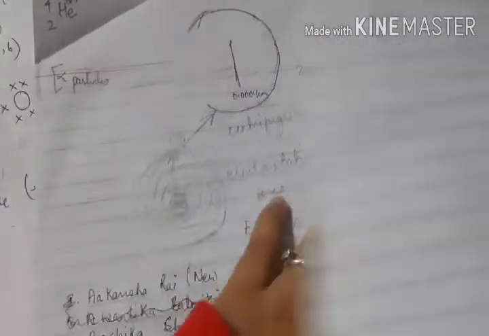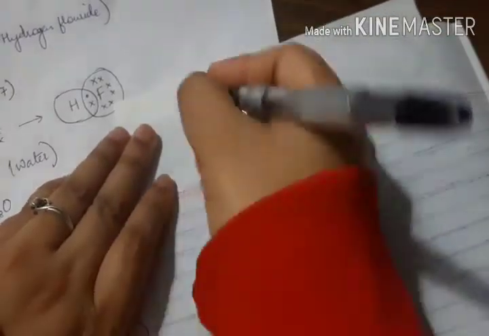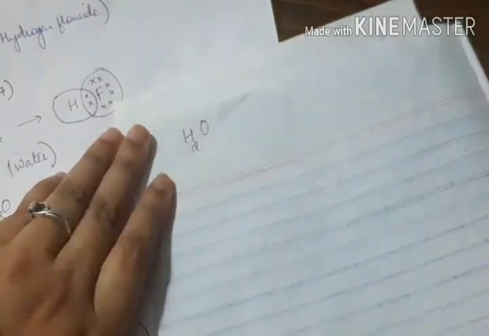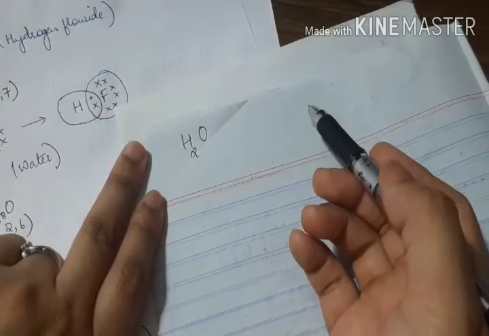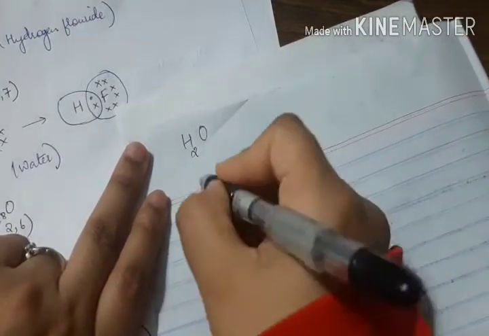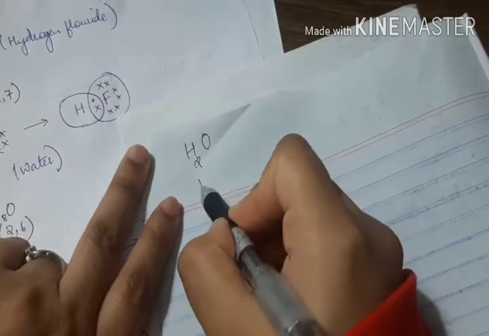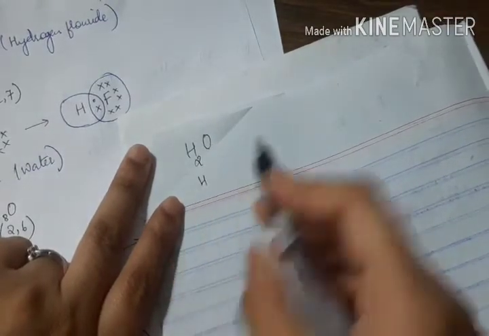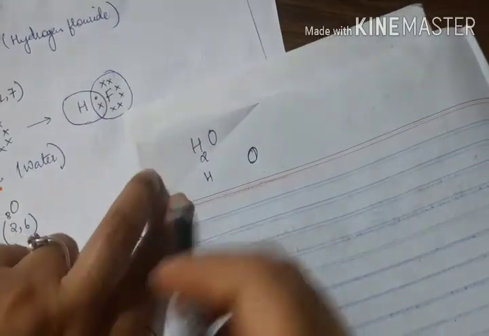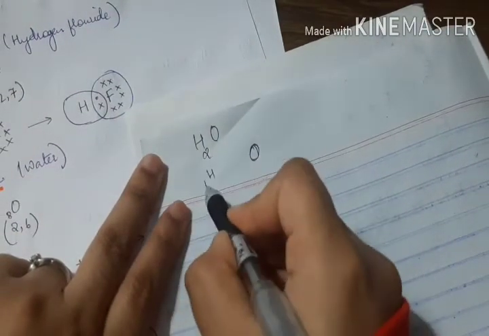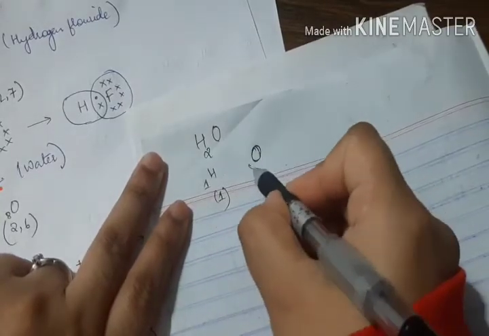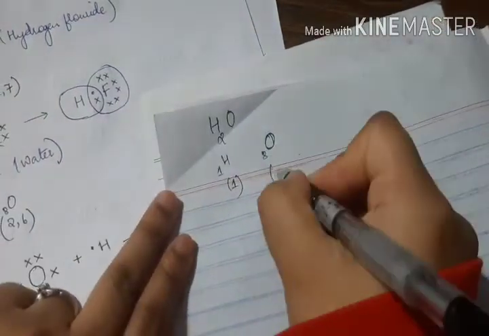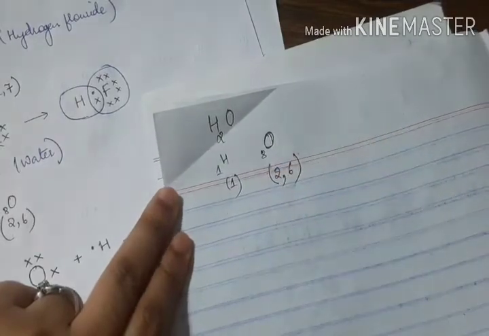Then next one. Water molecule is there. Now let's draw for water. H2O. Now hydrogen is also a non-metal. Oxygen is also a non-metal. It will form a covalent bond. So here, how many oxygen is there? 1. How many hydrogen? 2 hydrogen. Now have a look. So hydrogen atomic number is 1. Electronic configuration will be 1. Oxygen atomic number is 8. So electronic configuration will become 2, 6.